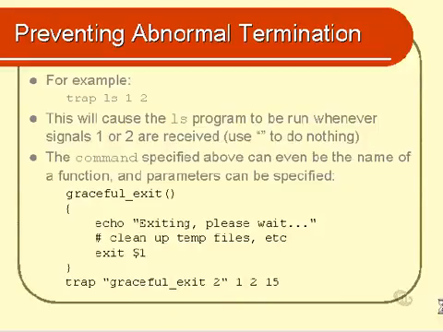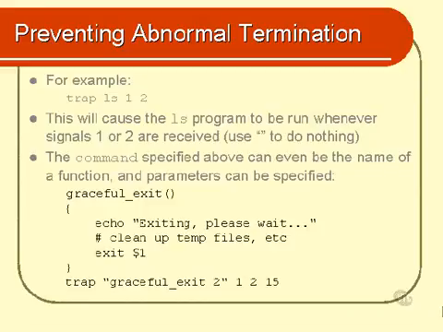So the last line in the example that you can see in front of you says that whenever I receive a signal 1, 2, or 15, I actually want to call graceful exit with a parameter of 2, and that 2 is going to be used by graceful exit as its exit status. So if you need to provide parameters to your command, you have to put the whole command inside double quotes. So I'll show you an example of all this in action.